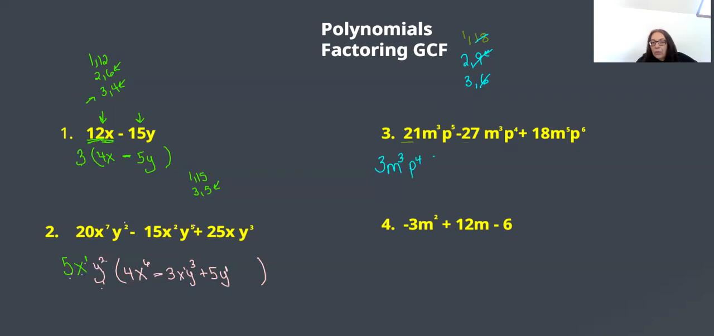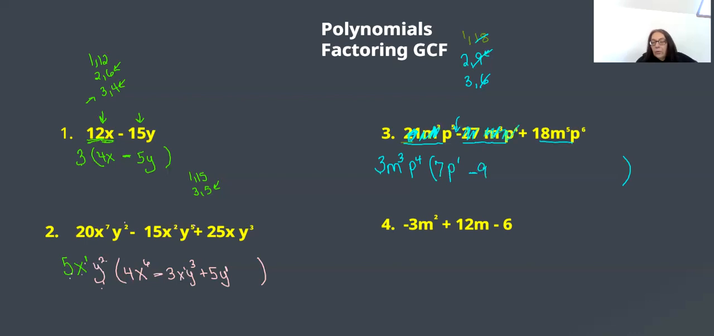We've got 3 terms, 1, 2, 3. So we have to end up with 3 terms in the parentheses. So here we go. 3 times 7 is 21. I've got 3 m's on the outside. That cancels with that. We got p to the 4th. We need p to the 5, so I need 1 more p. A positive times a negative gives me that negative. 3 times 9 is 27. I've got the m to the 3, and I've got the p to the 4. So that's all I have there.